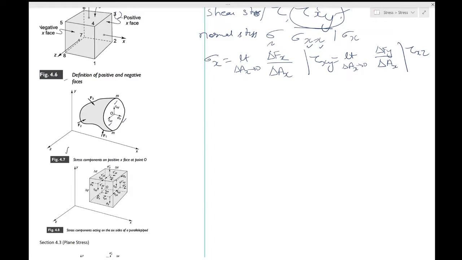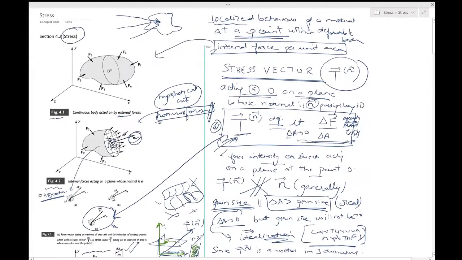Now if you return to the continuous body which was shown to us in figure 4.1, we can also pass a plane. What we have done right now is we passed a plane through this point, which was essentially the YZ plane. MM was parallel to the YZ plane, so first was this MM which we had cut, and this was parallel to this YZ plane.